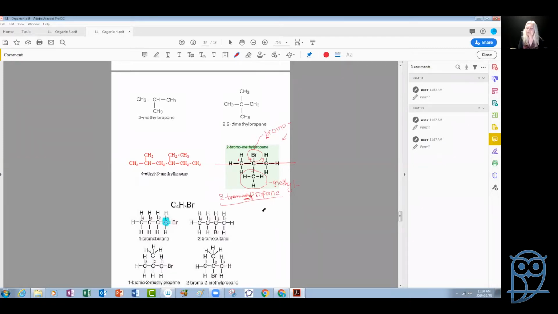Guys, do you have any questions on that? Send comments if we need to explain something better. So there is the name of this compound, which is also written up there, 2-bromo-2-methylpropane.